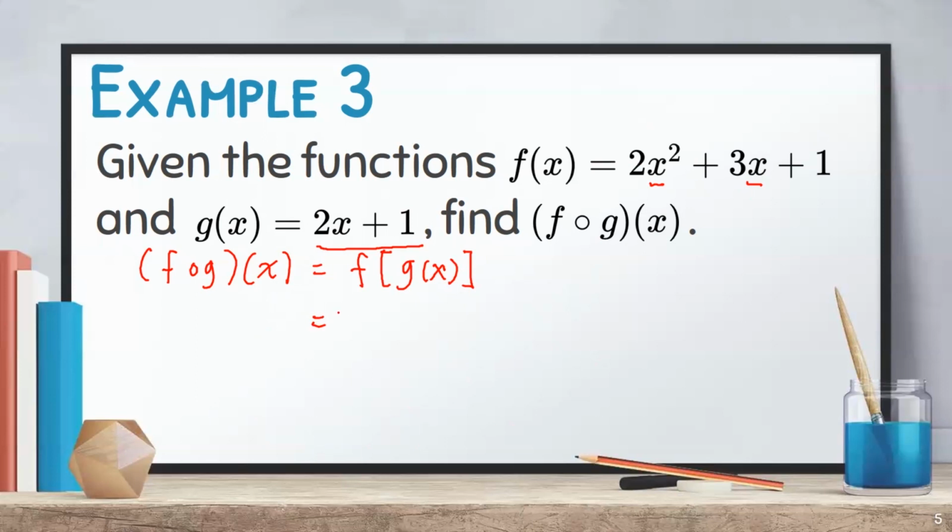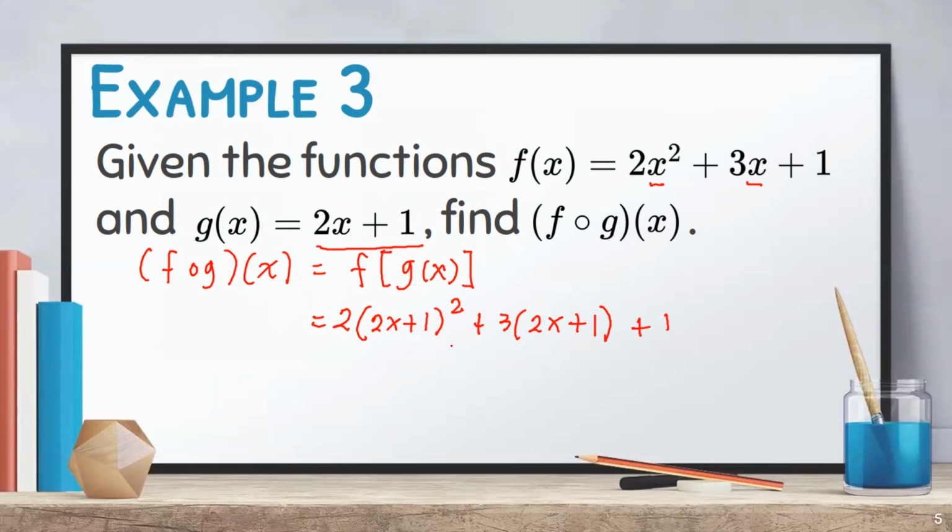So we will have 2 quantity. Remember that we need to change this x into 2x plus 1. So 2x plus 1 quantity squared, because we have it squared here, and then plus 3 quantity, again change this x into 2x plus 1. There you go, and then plus 1.